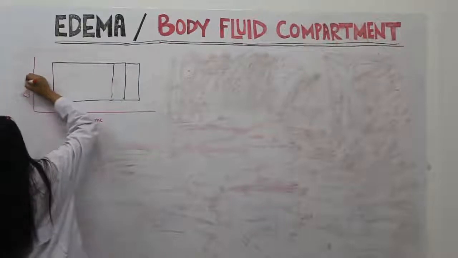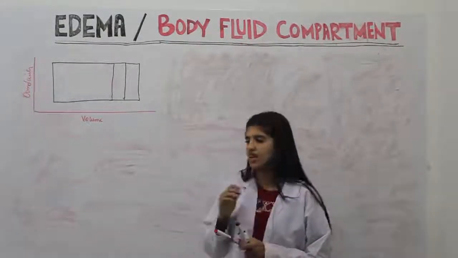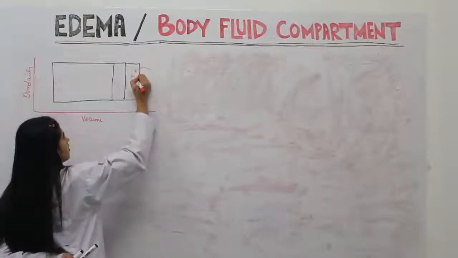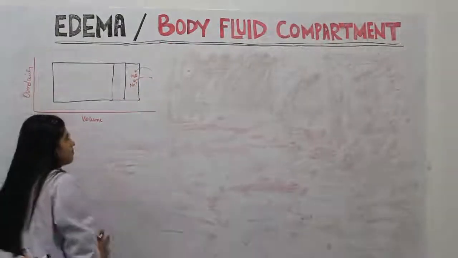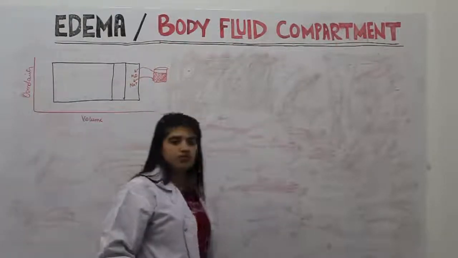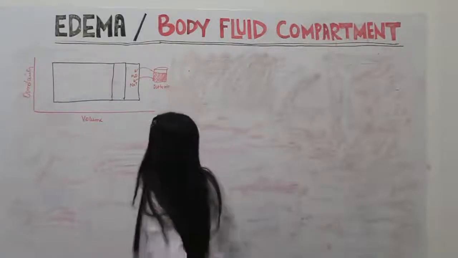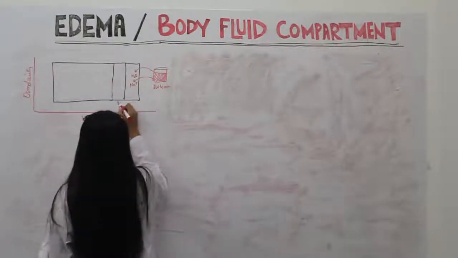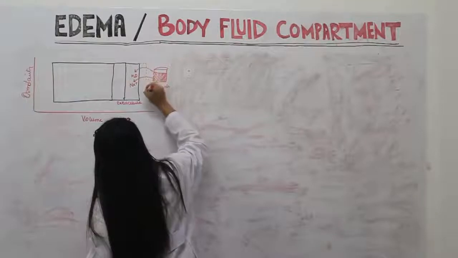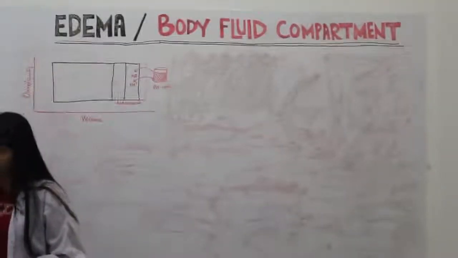And osmolarity. For example, we give the isotonic solution, starting from the simplest thing. If we give isotonic solution, we give the water and the sodium. This is the bag of that fluid. What would happen to the volume? If we give water and sodium both, what would happen to the extracellular compartment? Its volume increases, so we can say volume and osmolarity both are increased, in the extracellular compartment.